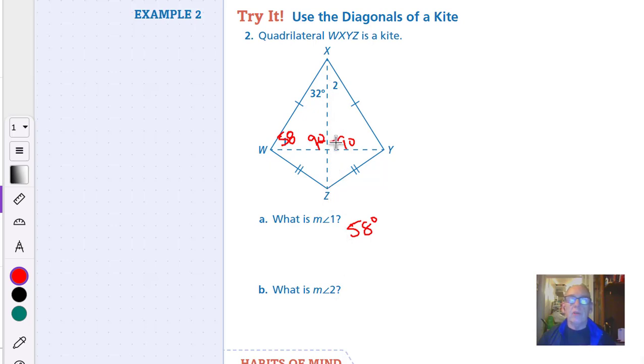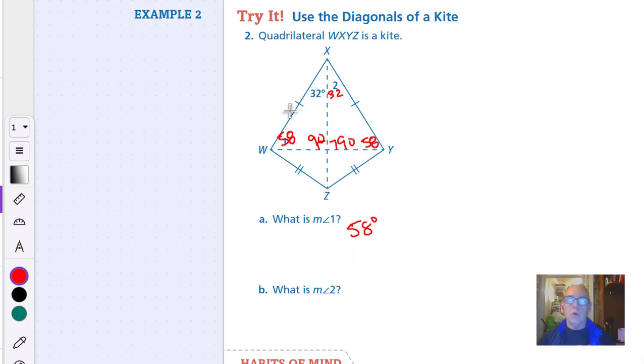What about the measure of angle 2? This is a 90. Now, if this angle is 58 degrees, this angle over here also has to be 58 degrees. And 58 and 90, again, makes 148 degrees, which means this must be 32 degrees.